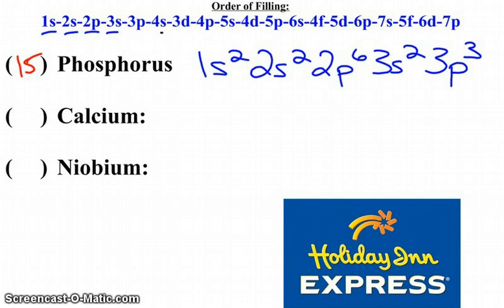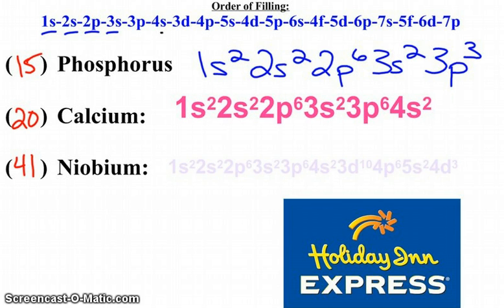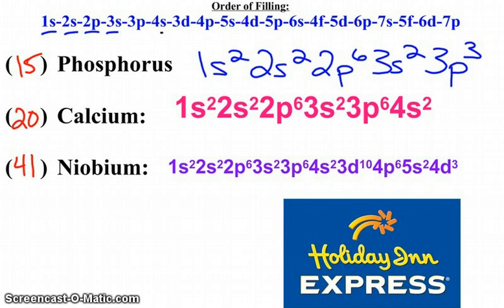Pause the video and see if you can do calcium, whose atomic number is 20, and niobium, whose atomic number is 41. Hopefully you pause the video and you can check to see if you got those answers for calcium and niobium. Again, just following the order of filling and using those numbers of 2, 6, and 10 for S, P, and D. F is 14, that's reserved for some bigger elements, which you'll get on that practice sheet.